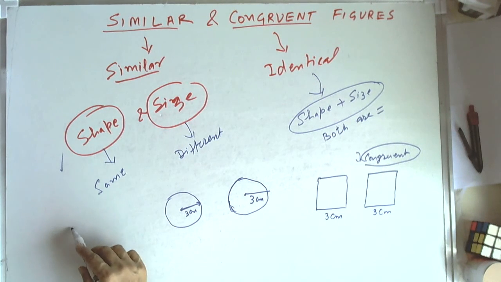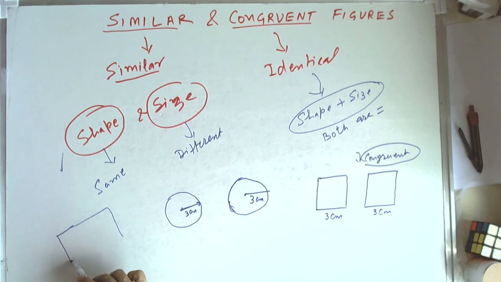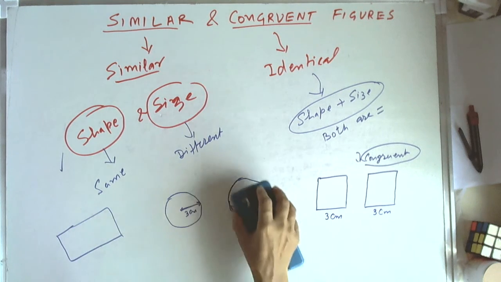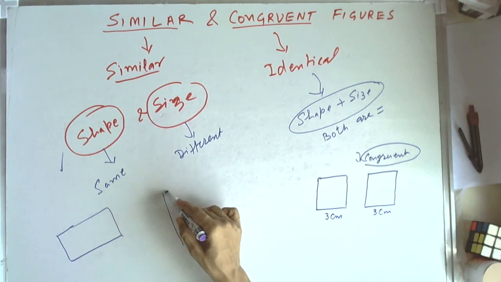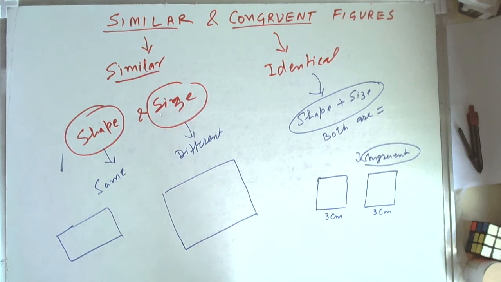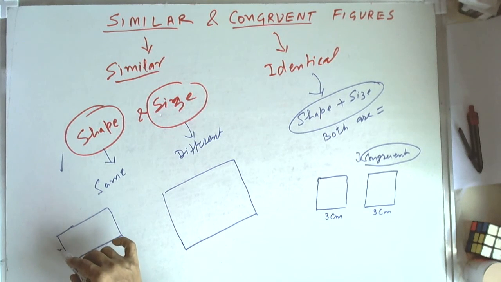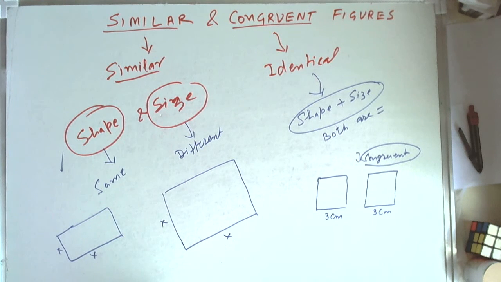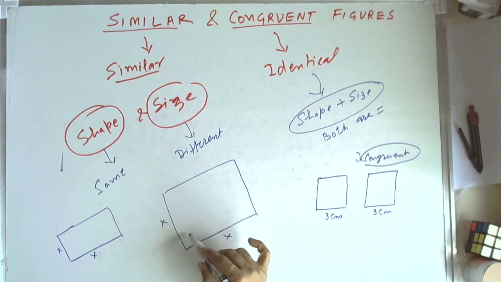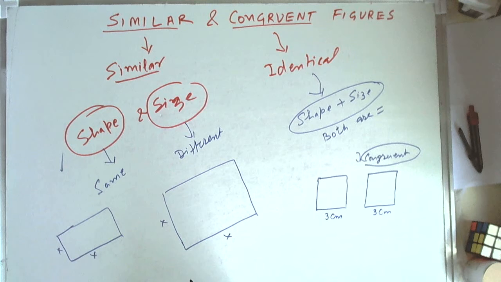So if we have a rectangle like this and we have another rectangle which is like this, now are they similar? They may not be similar because the ratio between length and breadth here is not same. So the shape is not same. Although both are rectangles, the shape is not same.